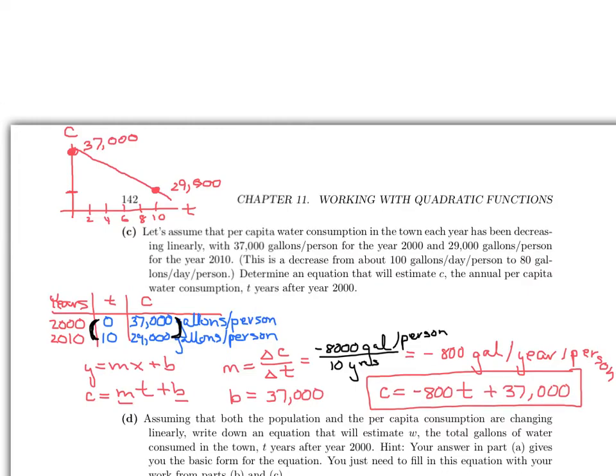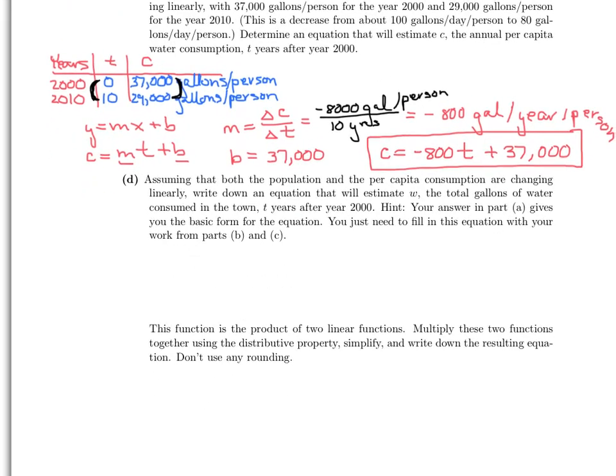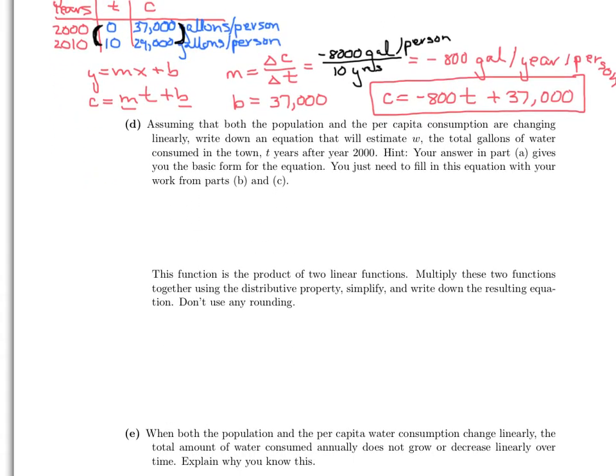Okay, so now let's move on and look at part D. Assuming that both the population and the per capita consumption are changing linearly, write down an equation that will estimate W, the total gallons of water consumed in the town T years after the year 2000. Okay, we talked about this earlier in the screencast. In part A, we set up the following equation. We said that W was equal to C times P, where C was the per capita water consumption, in other words, the per person water consumption, and P was the population of our town.